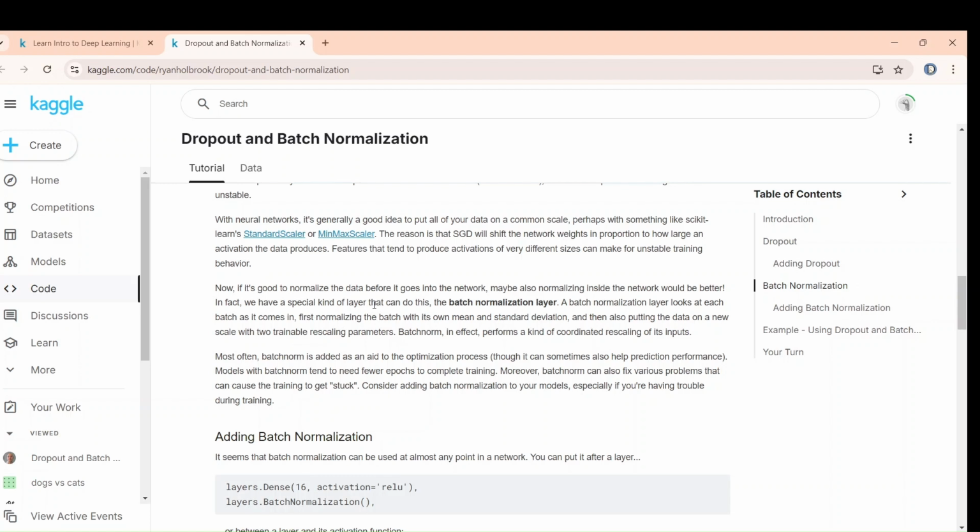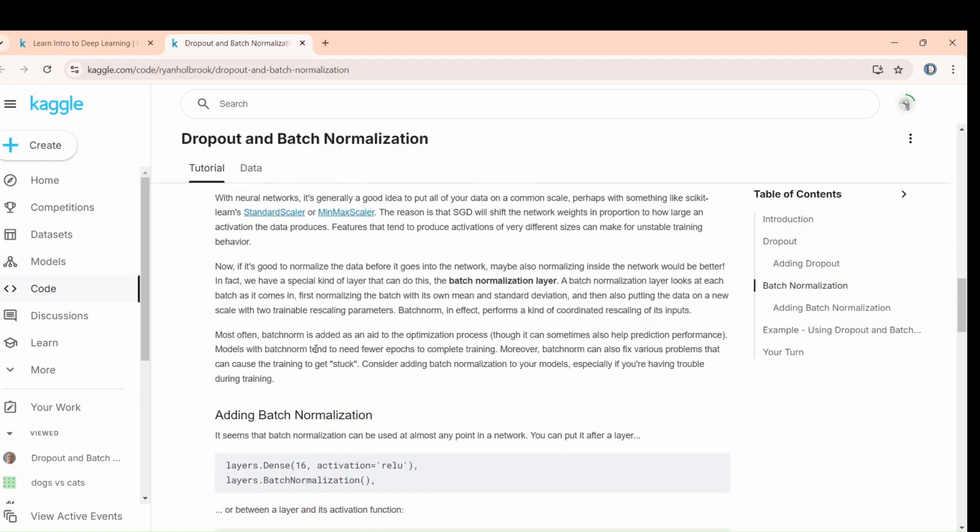We have a special kind of layer that can do this. That is the batch normalization layer. A batch normalization layer looks at each batch as it comes in, first normalizing the batch with its own mean and standard deviation, and then also putting the data on a new scale, exactly, with two trainable scaling parameters. Batch norm, in effect, performs a kind of coordinated rescaling of its inputs.